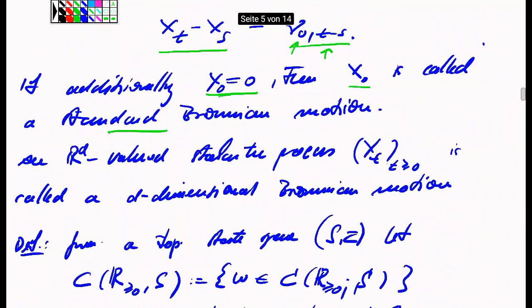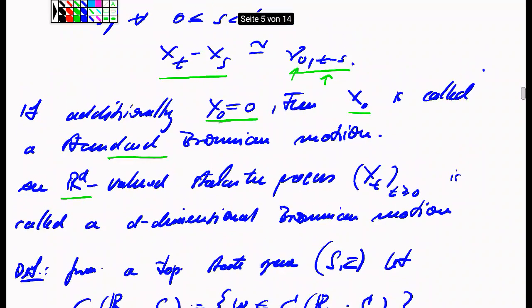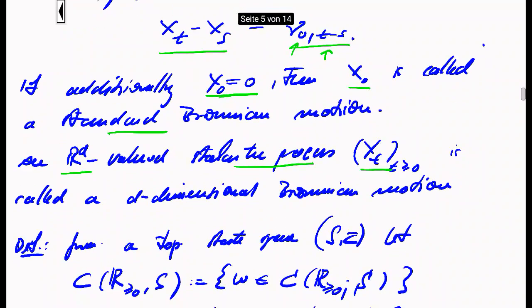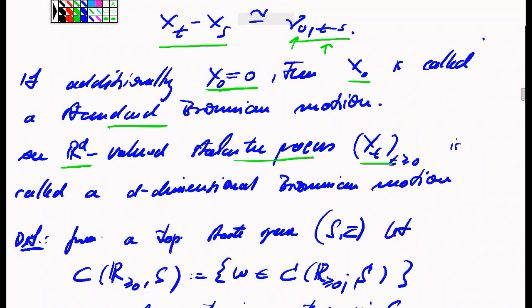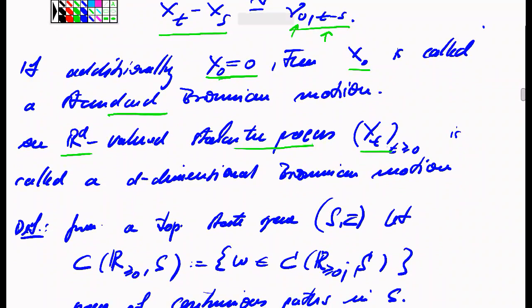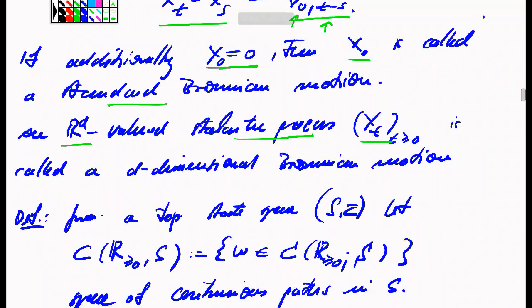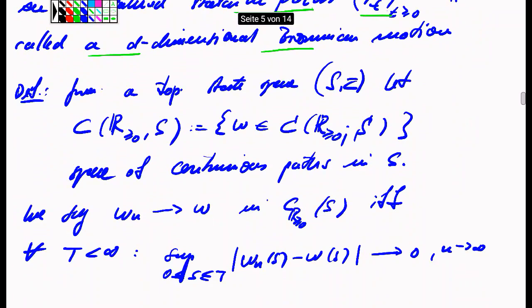And finally, a process which assumes values in d-dimensional space, that's a stochastic process which we want to study, if it is so that each of the coordinates is a one-dimensional Brownian motion, then we call this process a d-dimensional Brownian motion.